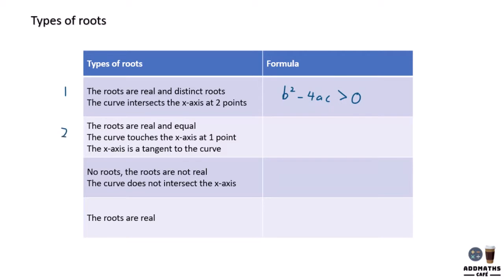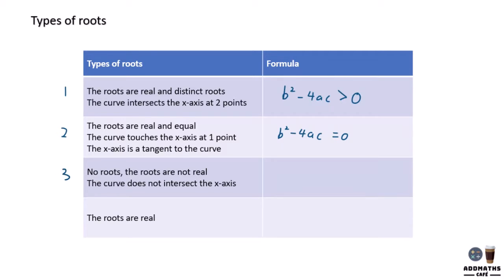Alright, the second type of root is when the roots are real and equal, the curve touches the x-axis at 1 point, the x-axis is a tangent to the curve. So you have to apply the formula of b squared minus 4ac equal to 0.